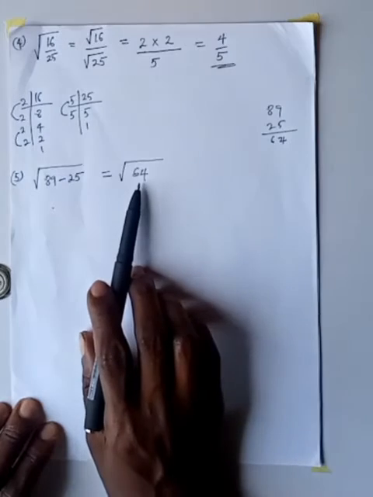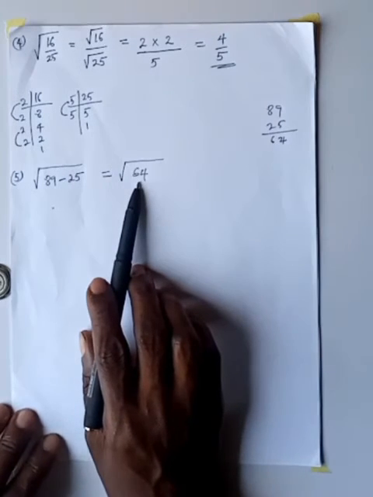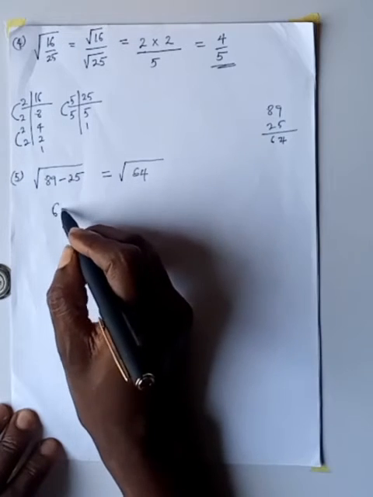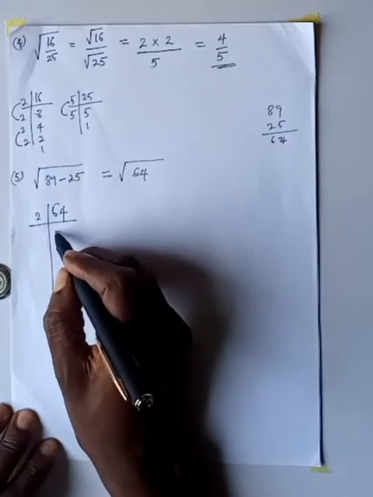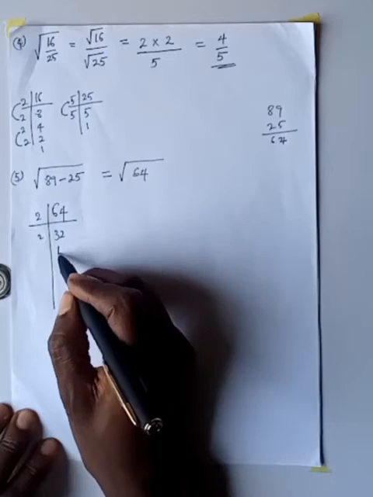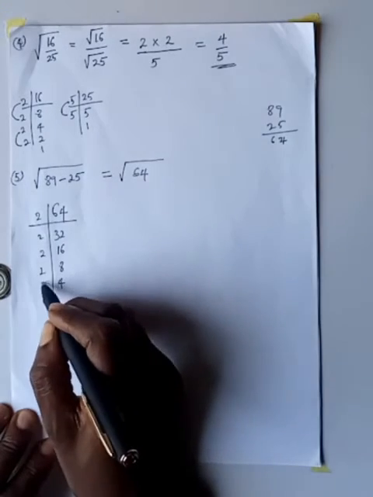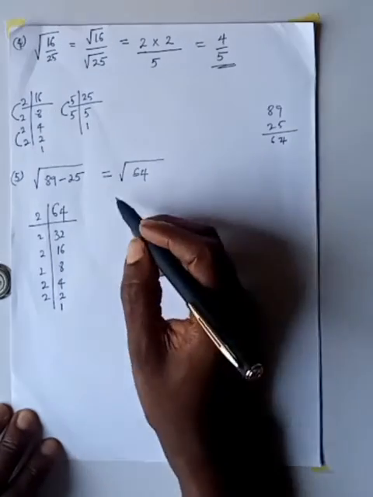So what we're now going to do is we pick this 64, we divide it until it becomes 1, and we carry out the pairing approach. So I have my 64 here. I will keep dividing. 2 in 64 here gives 32. 2 in 32 here is 16. 2 in 16 is 8. 2 in 8 is 4. 2 in 4 is 2, as well as 2 in 2 gives the value of 1.